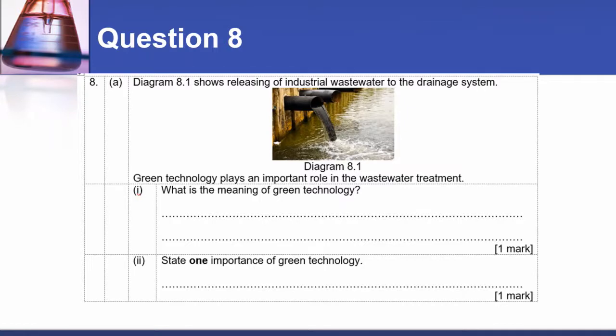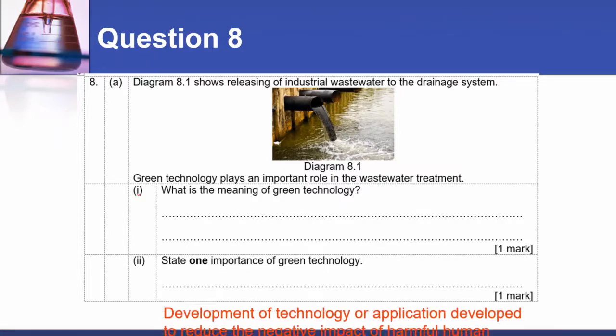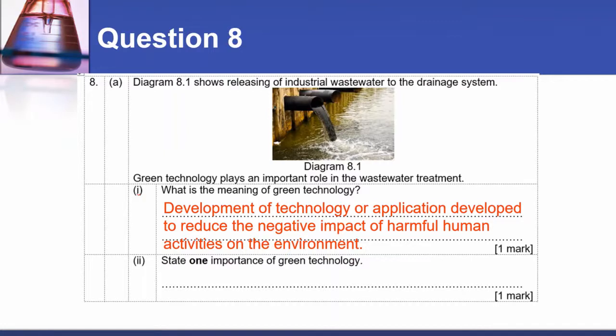Question 8a. Diagram 8.1 shows the releasing of industrial wastewater to the drainage system. Green technology plays an important role in wastewater treatment. 8a1. What is the meaning of green technology? Green technology is the development of technology or applications developed to reduce the negative impact of harmful human activities on the environment.